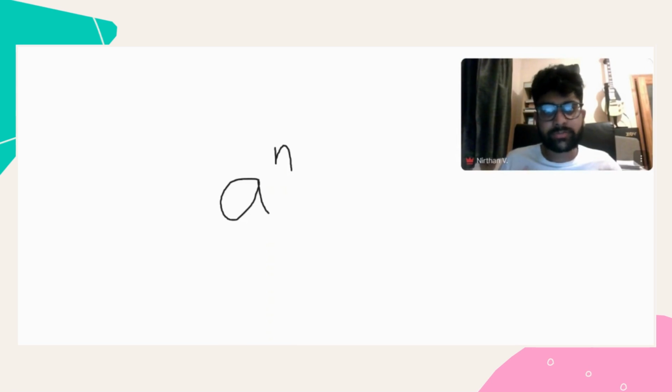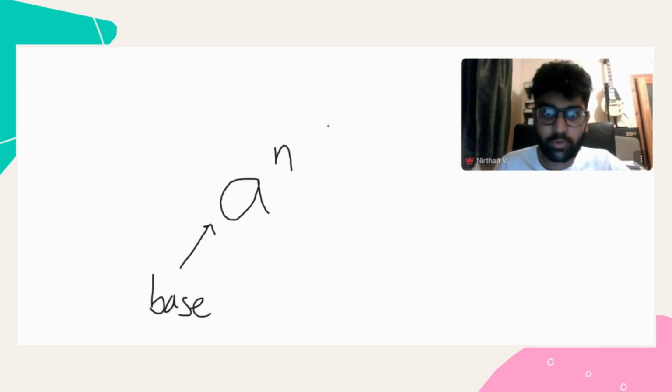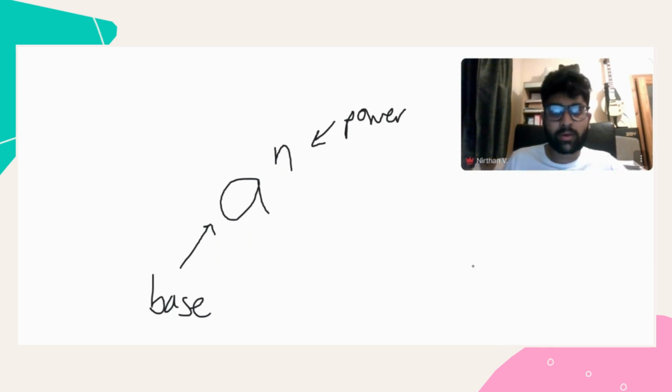Now before we begin, let's first look at a couple of keywords. The big A over here is what we call the base, whilst the small n at the top is what we call the power. Now with that out of the way, let's get to the topic at hand.